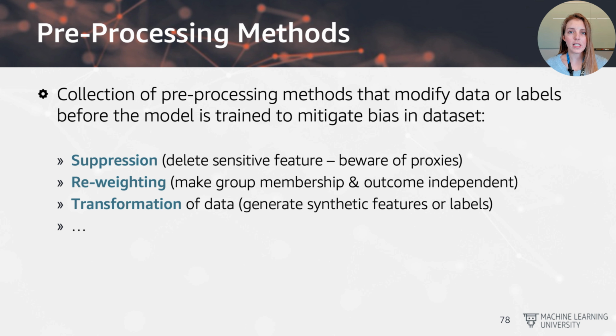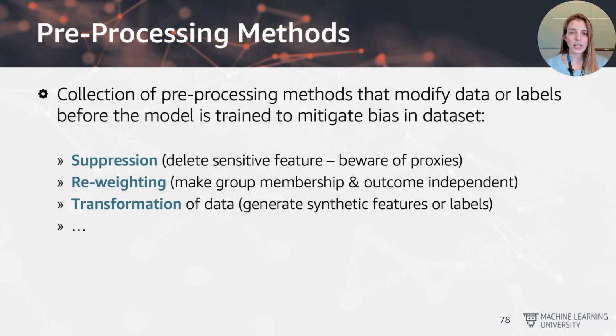First one that you see listed here is the so-called suppression technique. What does suppression do? Well, suppression refers to deleting all sensitive features or all sensitive columns that you have in your dataset. And careful with this, because there could actually be proxies present in your dataset. So we'll have a look at that in just a moment.